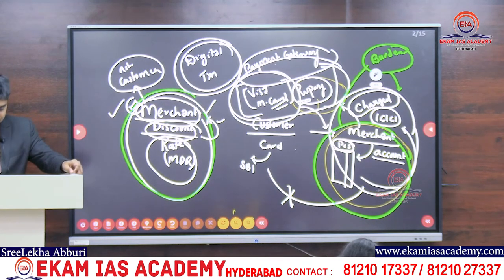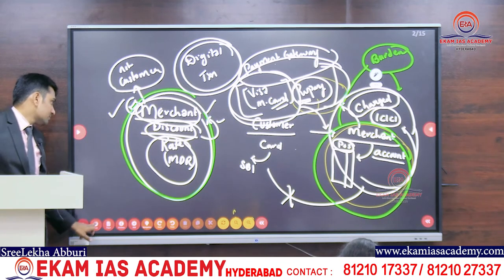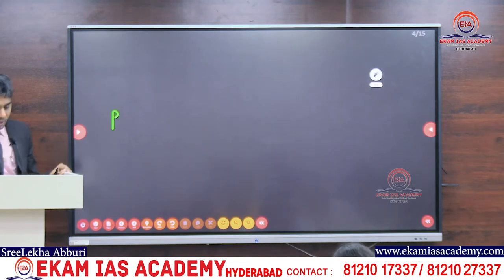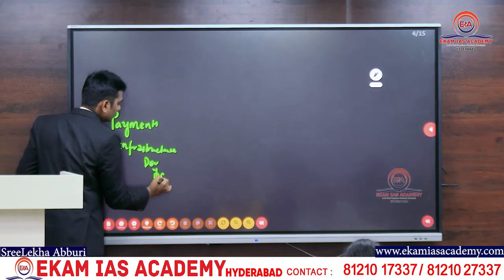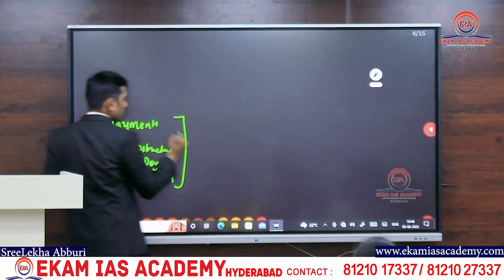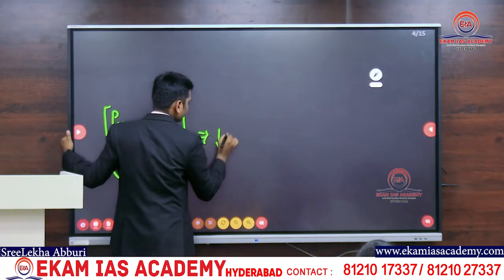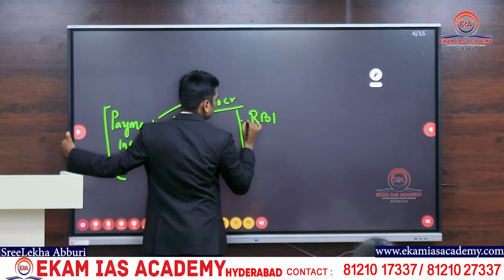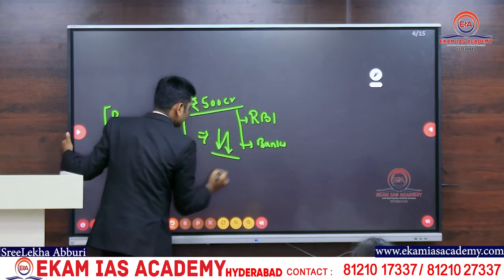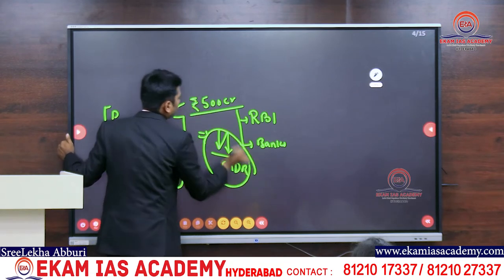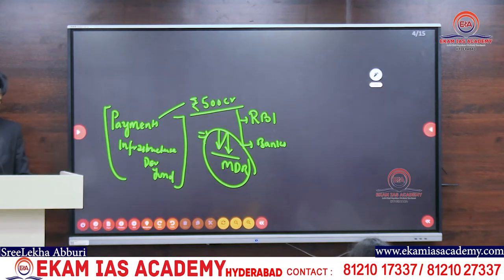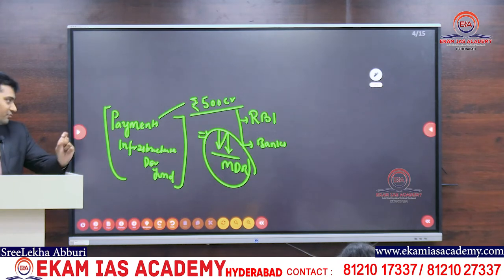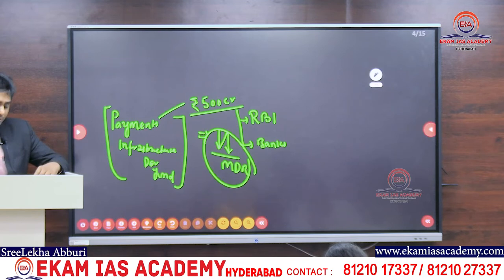RBI and banks to encourage merchants in the small towns to adopt card transactions. To reduce MDR, they have launched this. Simple. This was launched in 2020. Just in order to know what exactly is this Payment Infrastructure Development Fund, this is the fund to reduce MDR so that people will be getting incentives to use these point of sales machines.